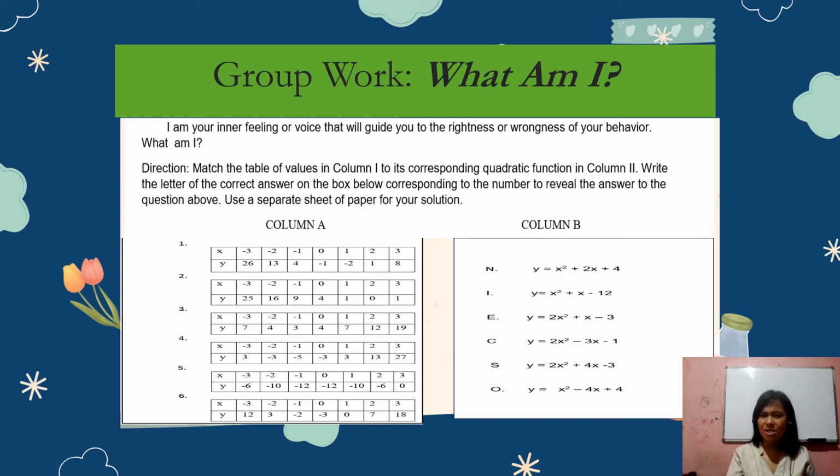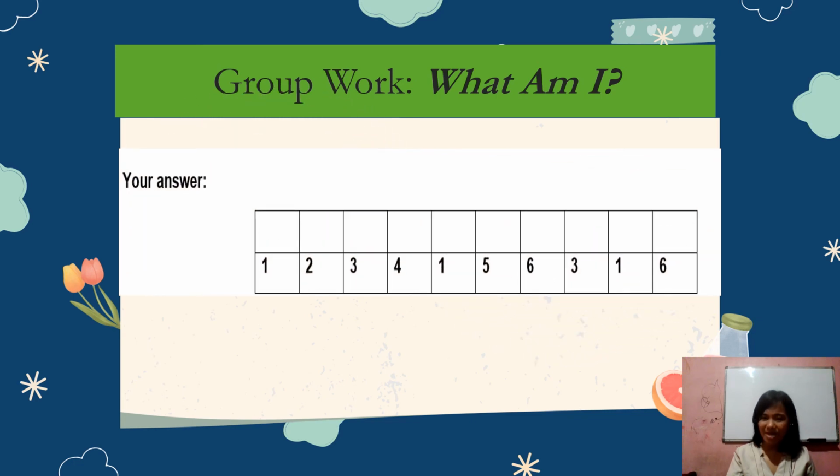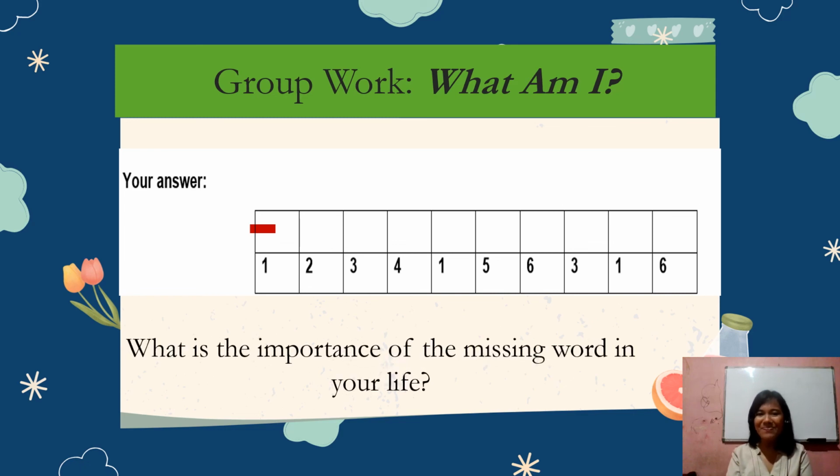Ngayon, yung sagot mo dun sa number 1, kailangan i-take down mo kung ano yung letter na sagot niya para mailagay mo siya dun sa ating answer box. Asan yung answer box? Ito yung answer box. Yun. Ano ba yung sagot mo sa 1? Lagay mo yung letter dyan, dito sa taas. Okay? Sa 2. Okay, lagay mo yung sagot mo dito sa taas, yung mga letters, until matapos mo yung word. Okay? So, sagutin mo yung what am I. Tapos, sagutin nyo rin yung question na to. So, what is the importance of the missing word in your life? Okay? This is all.